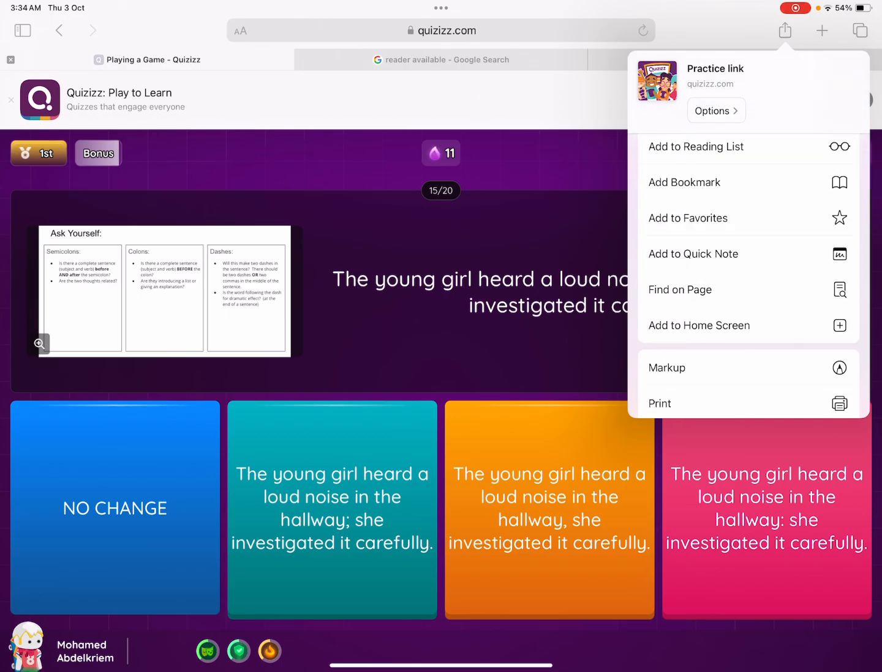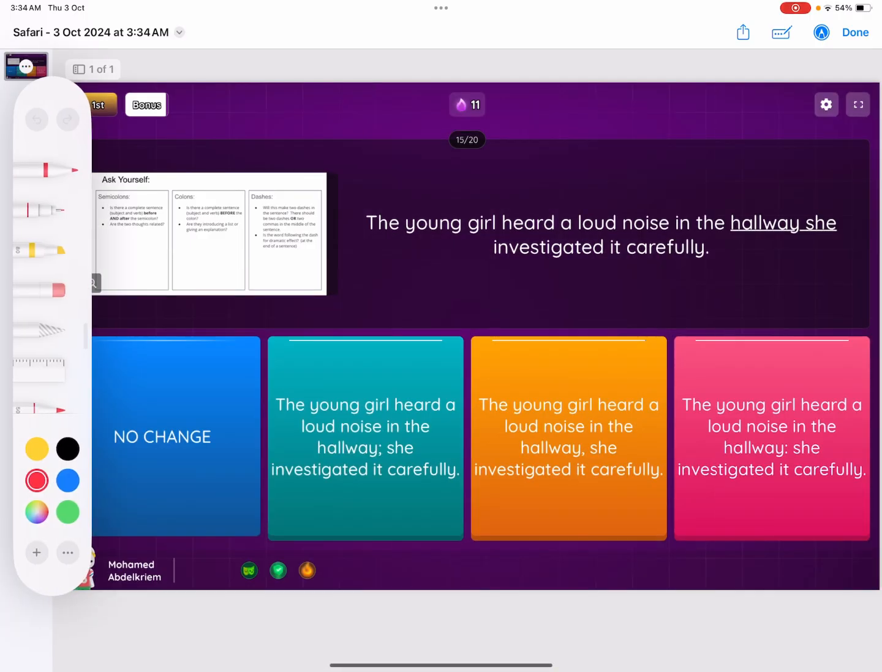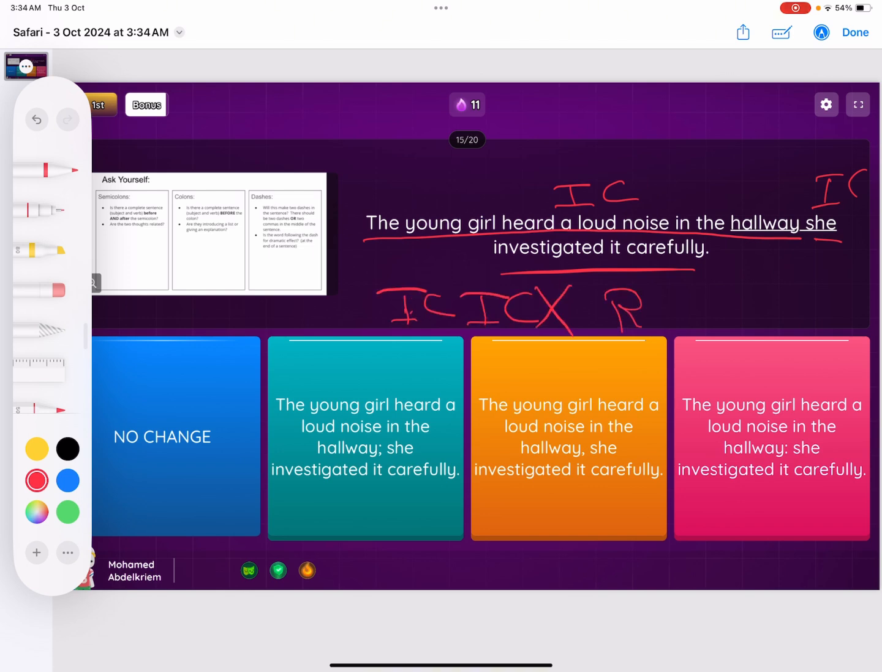Number 15. The young girl heard a loud noise in the hallway. This is an independent clause. And then she investigated it carefully. So this is another independent clause. And again, for the 15th time, two independent clauses without anything in the middle. This is wrong and it's called a run-on. So no change is wrong.